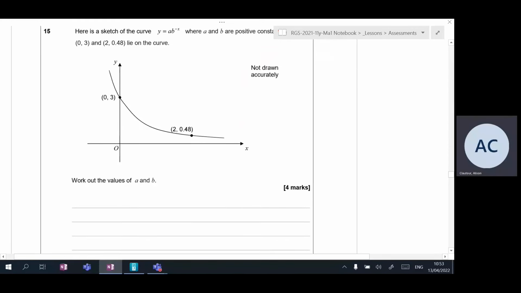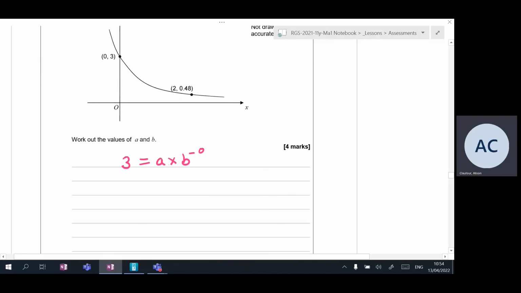So remember, if they give you two values, a set of coordinates, they're giving you an x value and a y value. So we know that when y is 3, x is 0. So we can substitute those in as x and y into our equation. Okay, anything to the power of 0 is 1. So actually, what that's told us is that A is 3.